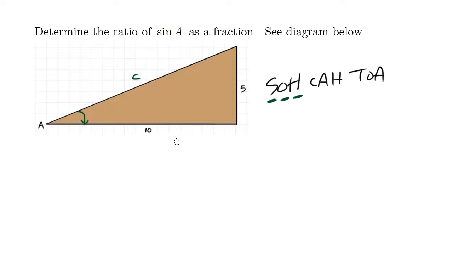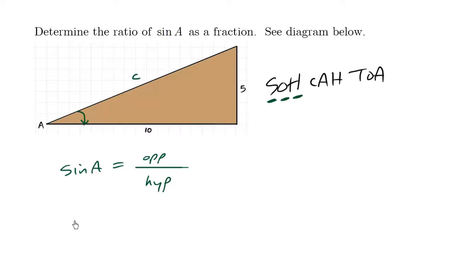Now the mistake that students would make is they would say sine of A is equal to 5 over 10. They would just copy down the numbers, or they might say 10 over 5. This is wrong. We don't have the hypotenuse yet. The sine of some angle is equal to the opposite over the hypotenuse.